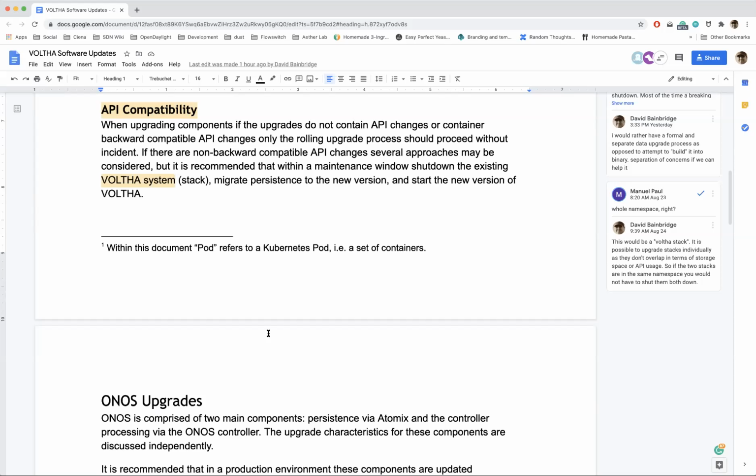If there is a compatibility change or API compatibility change, my recommendation really is, hey, it's time for a maintenance window. Let's do a clean shutdown. Let's bring everything back up and get things working that way.